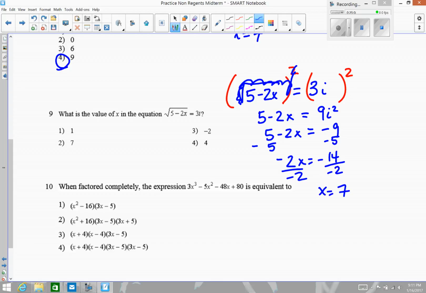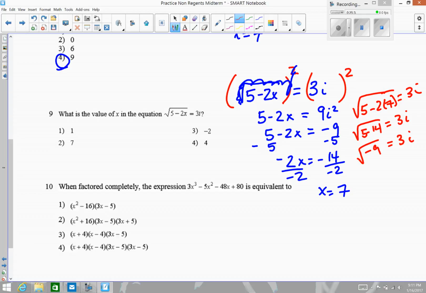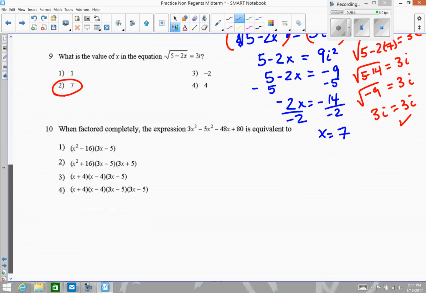Now remember, with radical equations, we always need to check our solutions. So I'm going to substitute this 7 back in for x in the original equation. 5 minus 2 times 7. We want to see if that equals 3i. We get radical 5 minus 14, which is radical negative 9. And the radical negative 9 is indeed 3i. So that checks. And x equals 7 is our solution. Okay, moving on then to number 10.